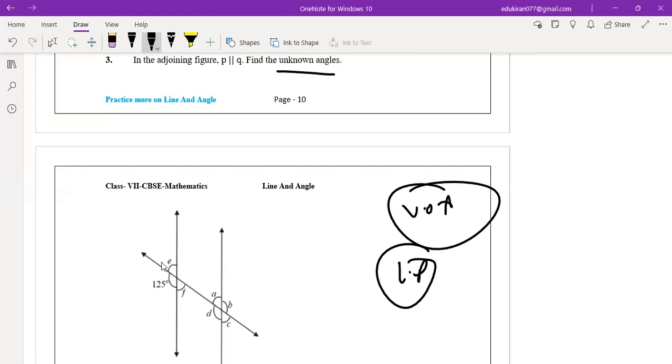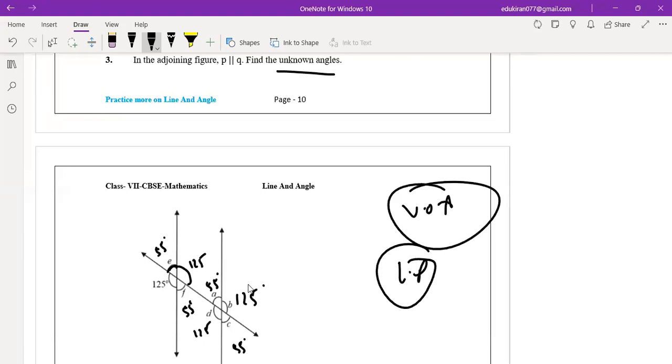So for the first one, very first thing you can do is find this one, which will be 125, right? And what will be this one? Ma'am, 55 because linear pair. And this one 55, right? And then if this is 125, this will also be 125, alternate interior angles. If this is 55, it will also be 55. And then this one will be 125, and this one will be 55.